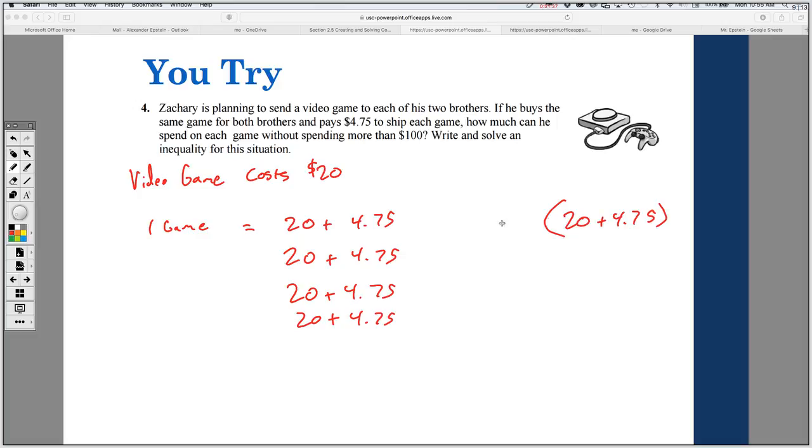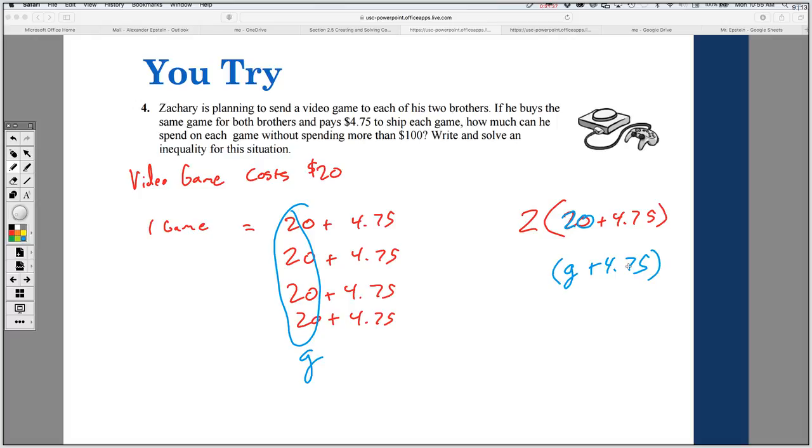What if you don't know? Variable. Okay, so we're going to change this. What variable did you guys use? G for game? Okay, so G for game. So instead of the 20, we're going to change this to G. Okay, now what do you want to put on the other side? So we have to make an inequality and put it on the other side. But we want the G on the left side. So I'm going to put 2 times (G plus 4.75).